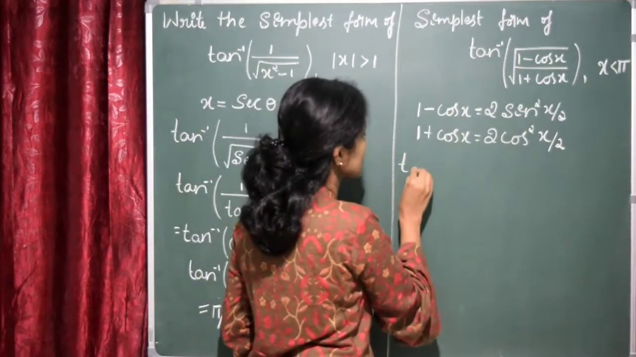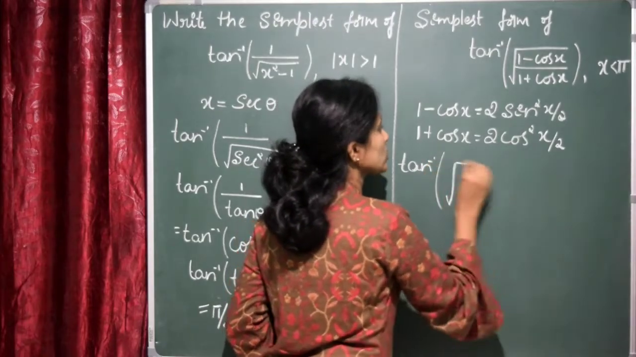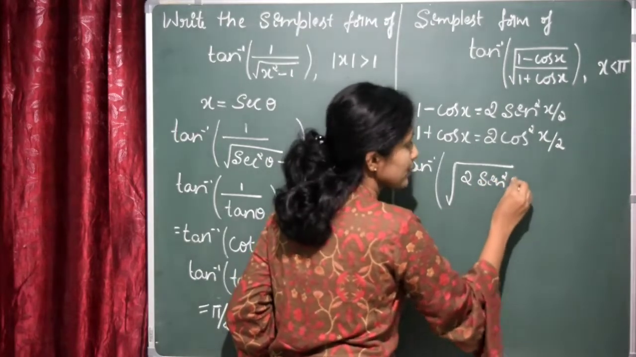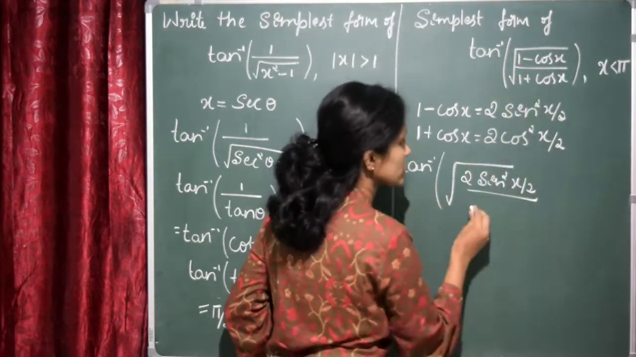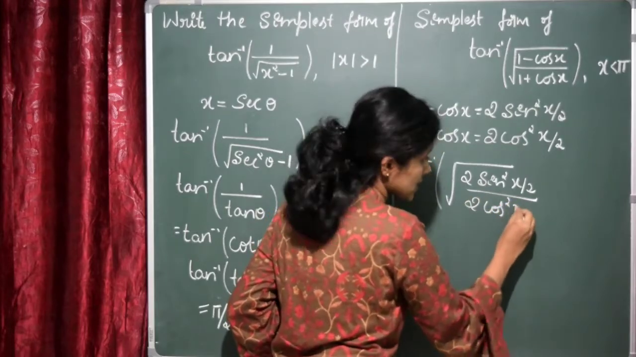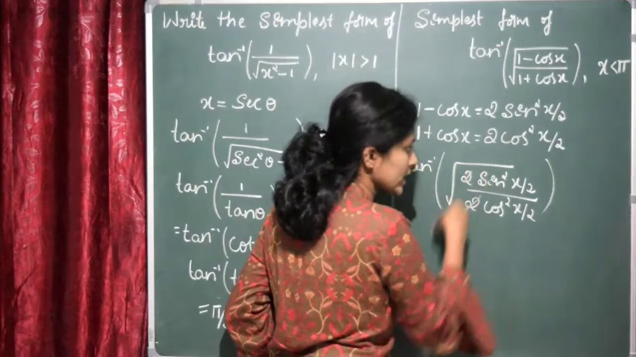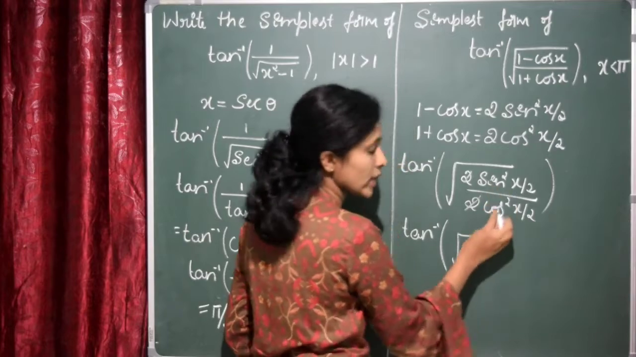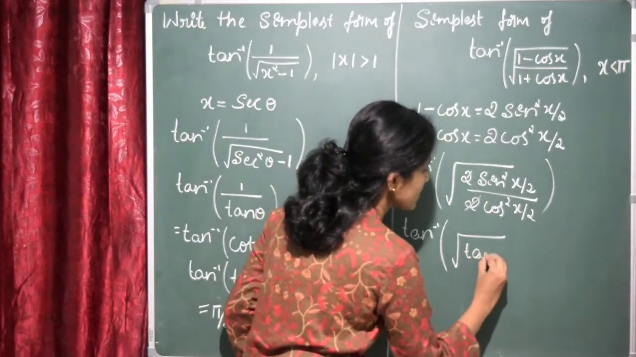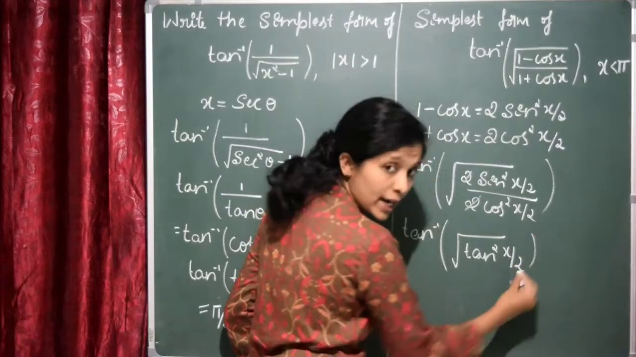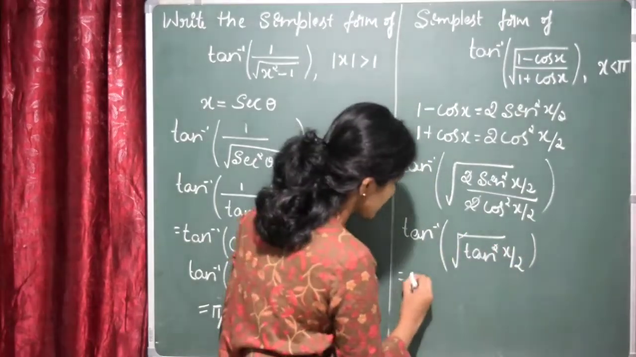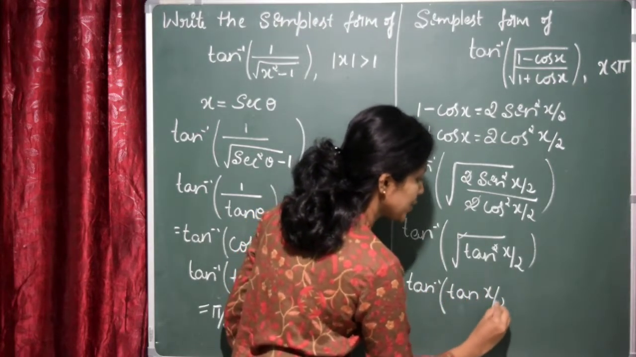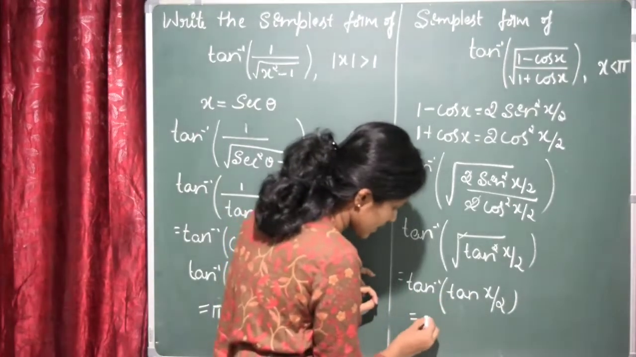So this one can be written as tan inverse of square root of 1 minus cos x, which is 2 sin square x by 2, divided by 1 plus cos x, which is 2 cos square x by 2. Here 2 and 2 will get cancelled, right? This will be equal to tan inverse of square root of sin square x by 2 by cos square x by 2, which is tan square x by 2, and again here square and square root will get cancelled. This is equal to tan inverse of tan x by 2. Here tan inverse and tan will get cancelled. This is equal to x by 2.